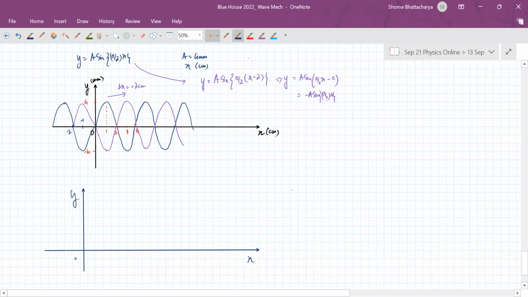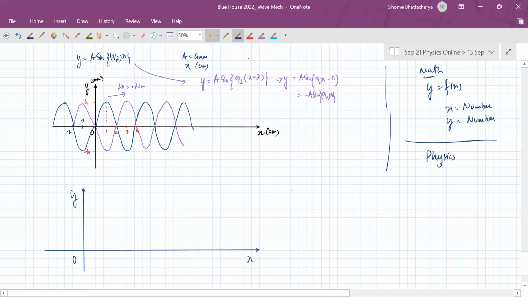Now, physics-wise, when we write an equation of y as a function of x, okay, in maths, when we write an equation y is equal to f(x), x is also a number and y is also a number. So we don't worry about dimensions. But in physics, if we write y as a function of x, x is a parameter, so it has units and dimensions, and y is also a parameter.